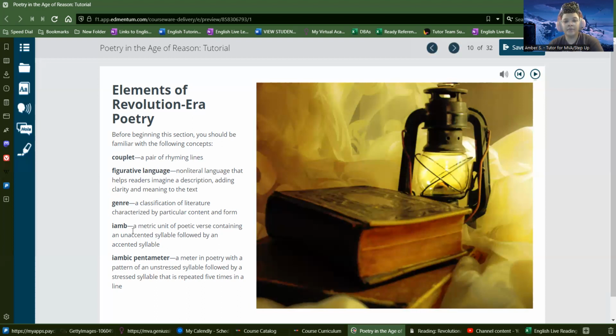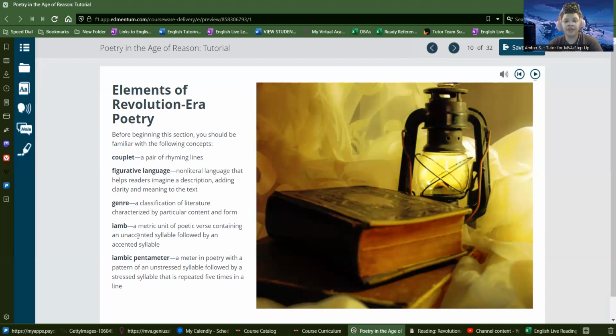So an iamb is a type of metric unit. When we're talking metric unit, we're talking about being able to measure something in a line of poetry. So we're talking poetic verse, versus, think of a song, right? So we're talking a group of lines in a poem. If we're measuring something in a poem, that gives you a hint at what an iamb is already.